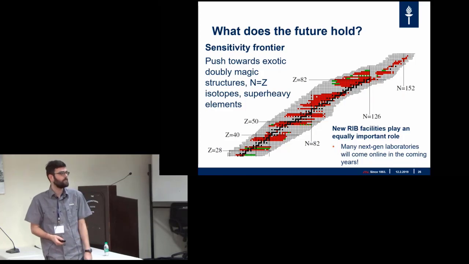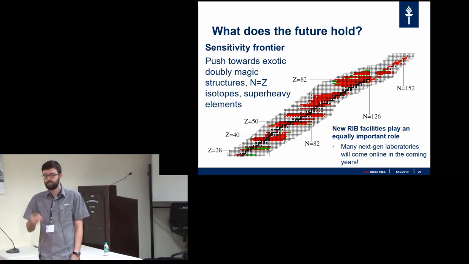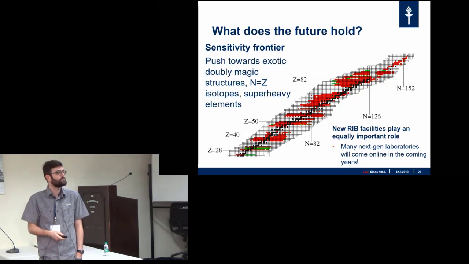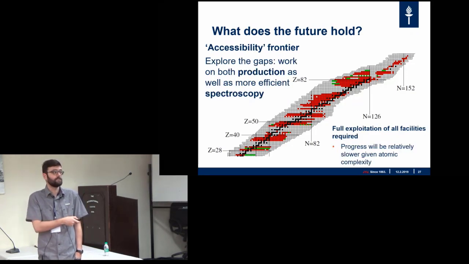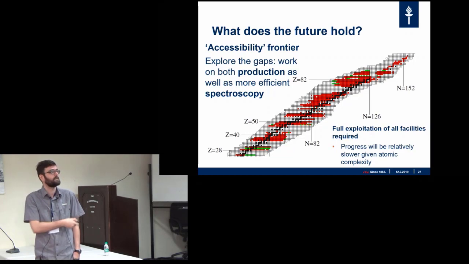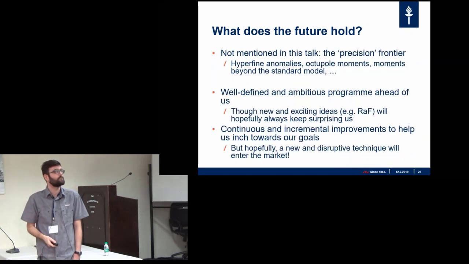So with that, let me wrap things up again. What does the future now hold for laser spectroscopy in our community? I've mentioned the sensitivity frontier. We need to push further from stability, and we need to devise ways of doing it, not only in the comfort zone of our usual laboratories, but also at other laboratories, other production facilities that so far have been unexplored. And we need to fill these gaps. I think there are many open questions that currently cannot be answered because we simply do not have the tools to study these gaps in the landscape. Progress here will be significantly slower, but that shouldn't prevent us from doing so.